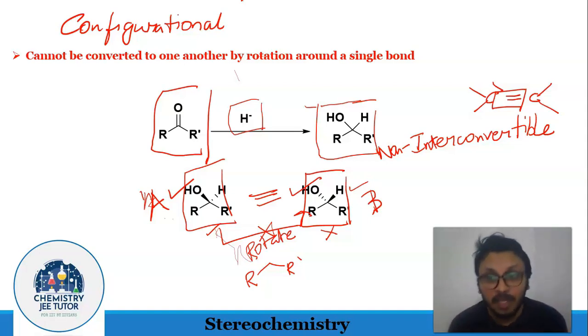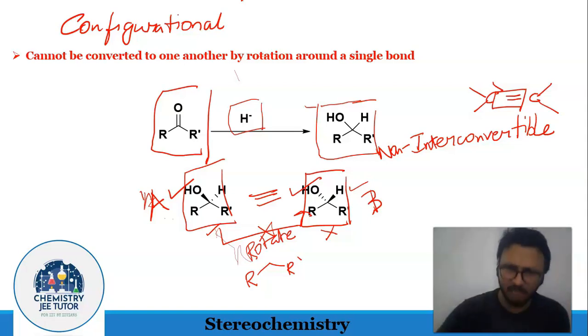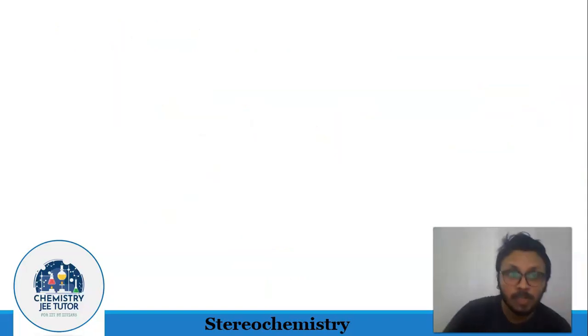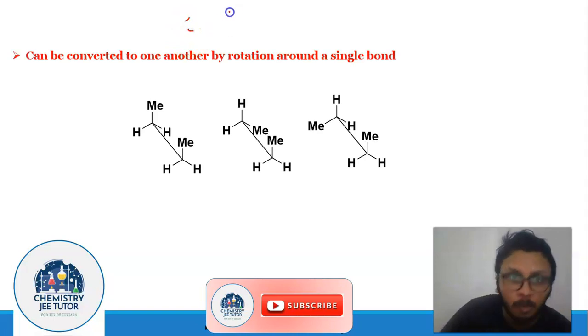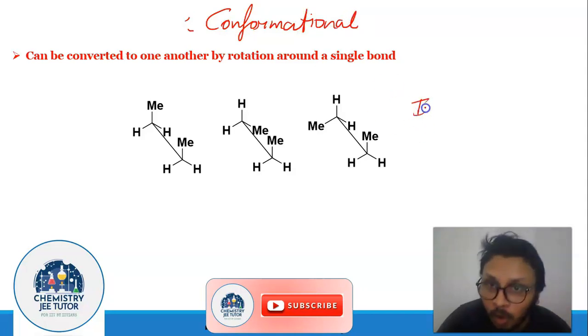So what is configurational isomerism then? To summarize, configurational isomers are those which cannot be converted to one another by simple rotation around a single bond. Okay, what is conformational isomerism? Conformational isomers are those which can be interconverted by simple rotation around a single bond. So they can be interconverted, and they are also called interconvertible systems.